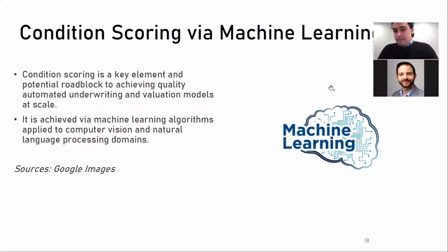And it's really tedious. I'm sure many of you have found that underwriting deals is really, really tedious, and it takes a lot of hours. So condition scoring is one of the elements that can take some of that away. It's done via machine learning algorithms applied to computer vision and natural language processing, right?